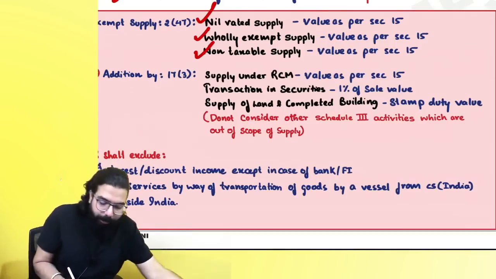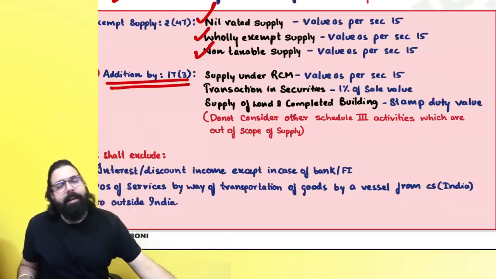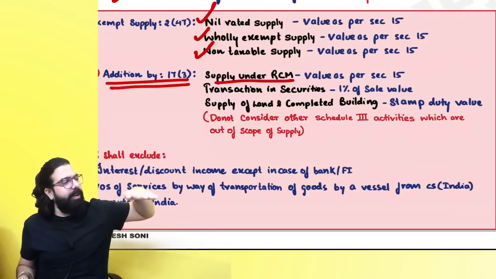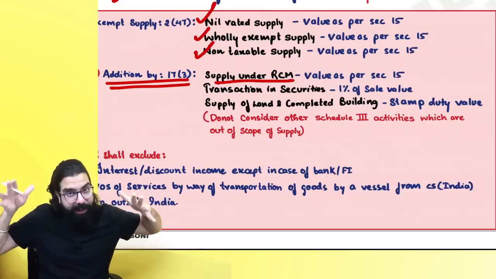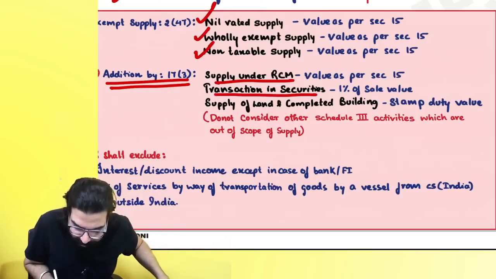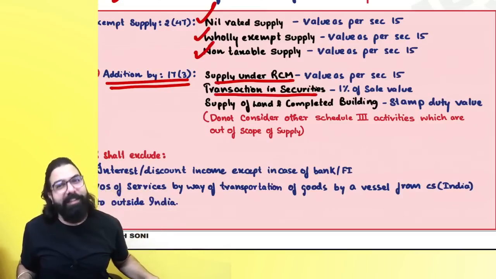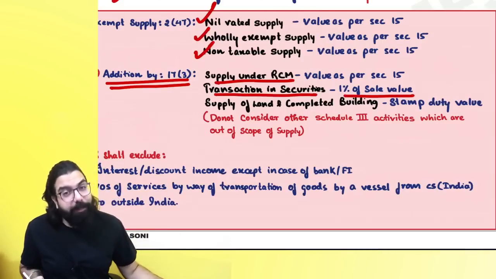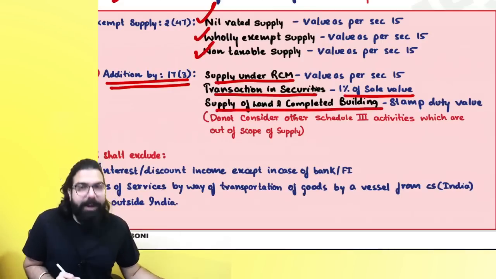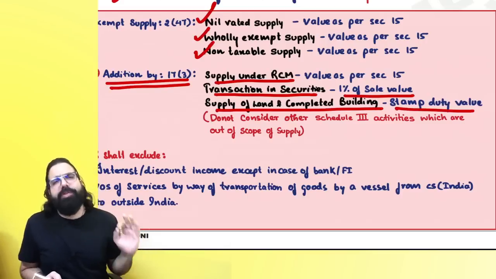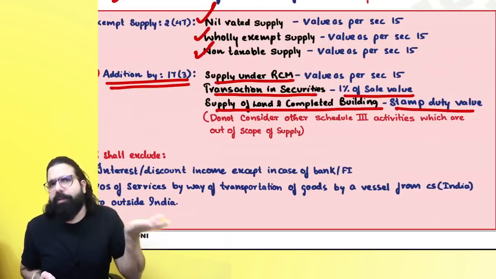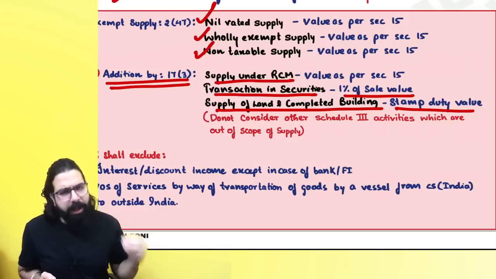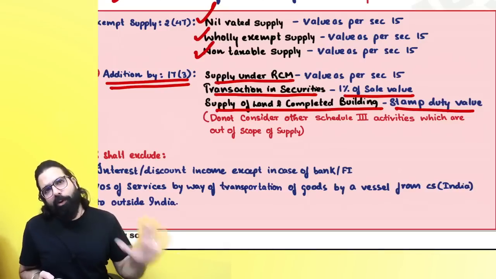Here the government told that exempt supply will further include supply under RCM. If I am doing supply under RCM, I will not get any ITC. Transaction in securities: if I am a person who has transaction in securities, 1% of the sale value shall be taken as the exempt supply value. Sale of land and completed building, stamp duty value: there is no GST, so it will be considered as an exempt supply only.